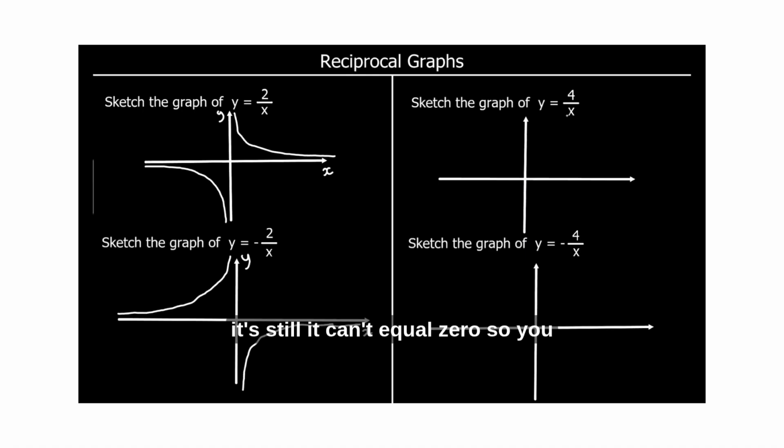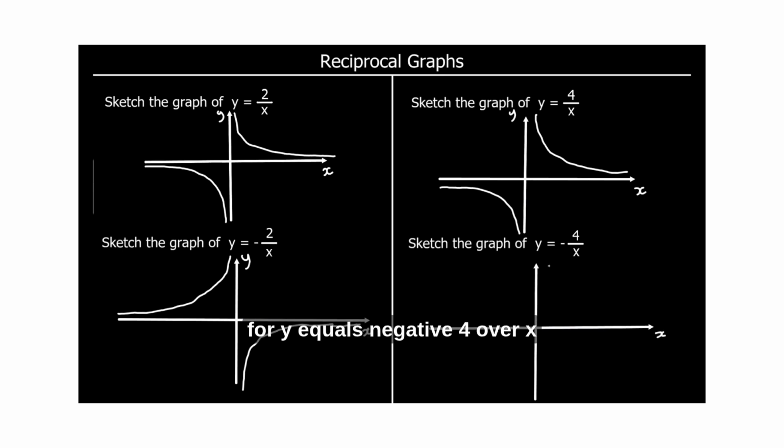So it can't equal 0. So you can't have an x is 0. There'll be nothing for x is 0. And there'll be no answer, no input that makes y 0. So it's undefined, an asymptote there. So it's exactly the same shape as the previous graph. And for y equals negative 4 over x, it's going to be in the top left and the bottom right. So the negative ones are in the top left and the bottom right. The positive ones in the bottom left and the top right.